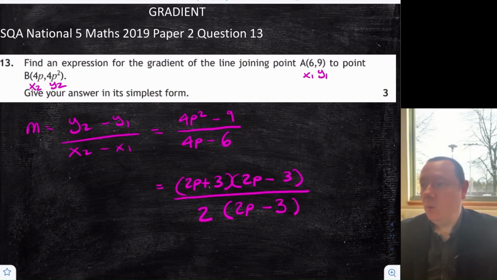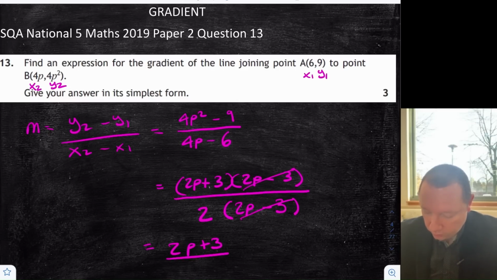And then we can go ahead and cancel down to get our final answer. So 2p minus 3 and 2p minus 3 can be cancelled to leave us with 2p plus 3 all over 2 for our final answer.